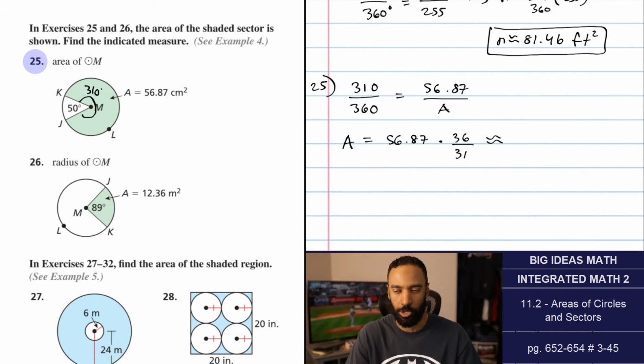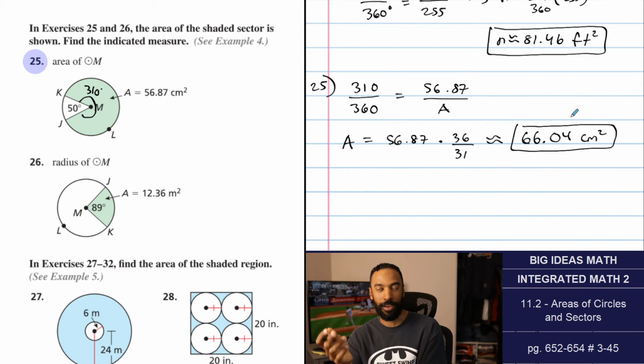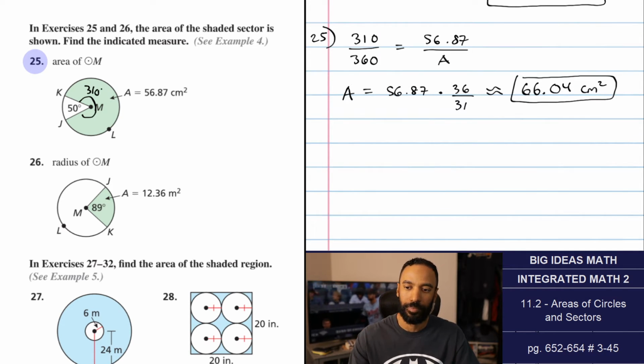I mean, the rest is algebra, right? My goal is to set up the geometry with you and ensure that the answer I get afterwards is correct. And I'm getting around 66.04. I wanted to make sure that we're getting area. 66.04 square centimeters. Now it should be more than 56.87, but not much more, because all that's left is that 50 degrees, that 5 out of 36 fraction that wasn't included. So it's not much more, but it should be more.